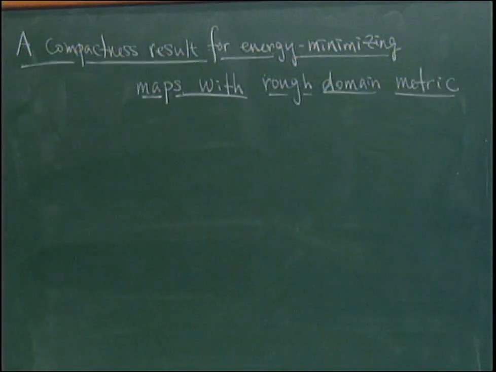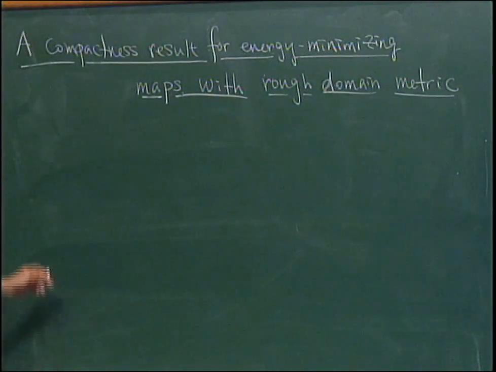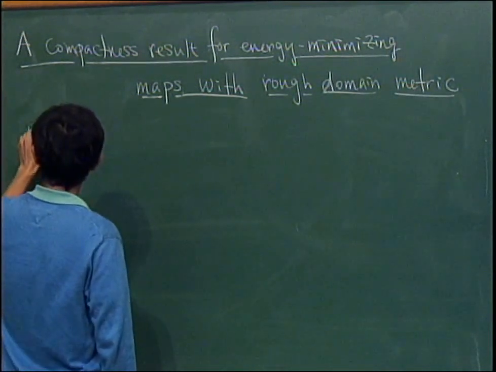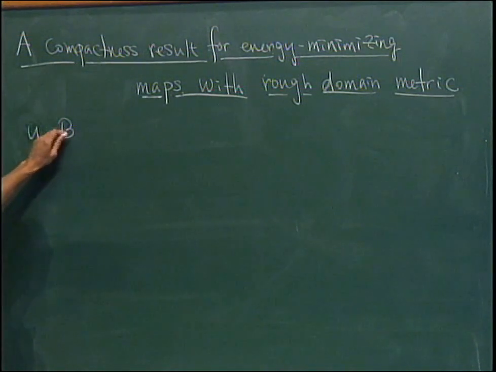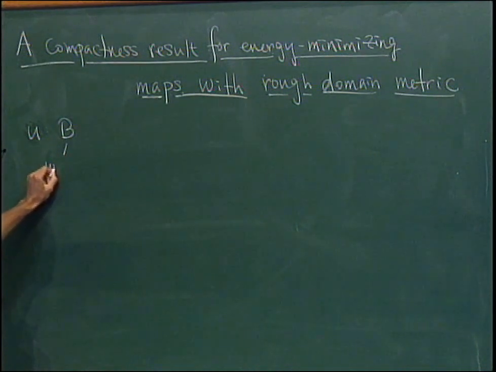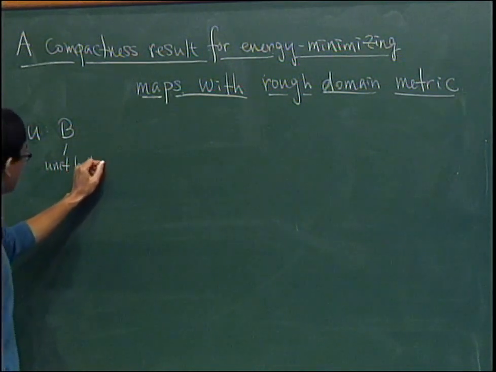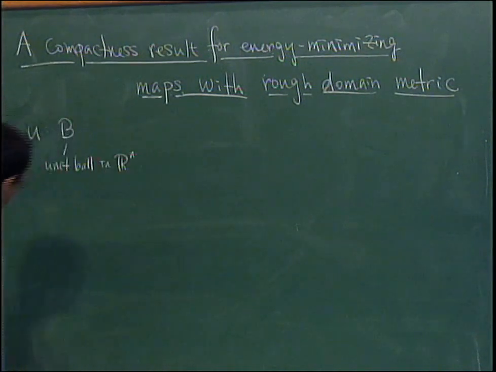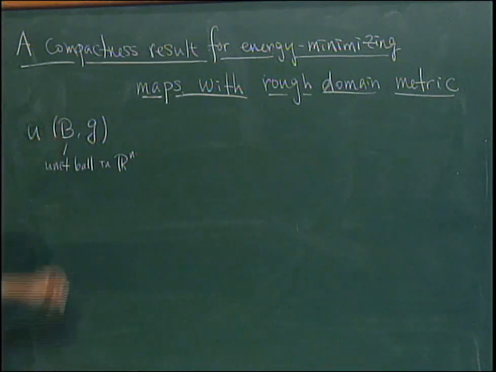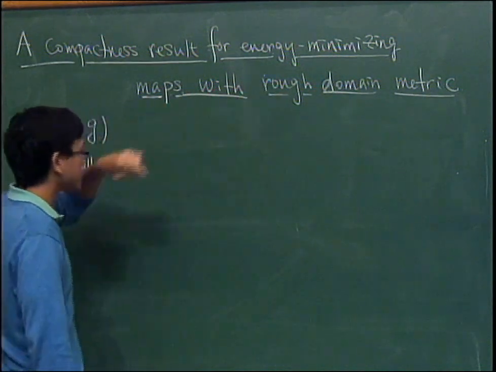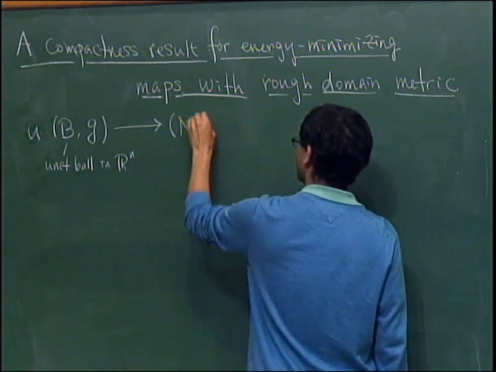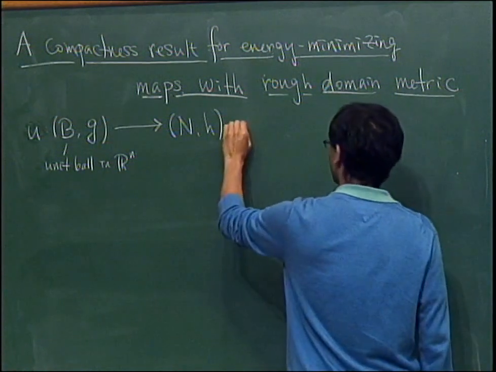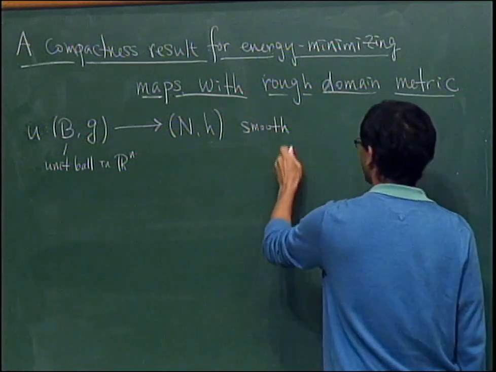All the results I'm going to write down today are local in nature. So I'm going to assume that the domain of my maps is the unit ball in the Euclidean space Rn, which I'll denote by B. So B means the unit ball in Rn. And on this unit ball, I put some metric, which I'll describe later. Basically, it's where the roughness comes in. And the target manifold will just be a smooth, compact Riemannian manifold.